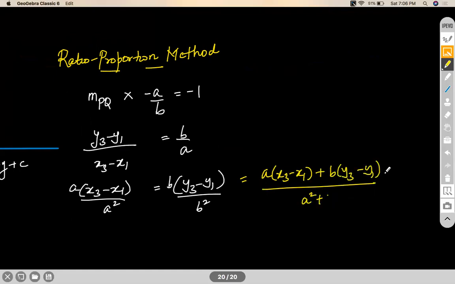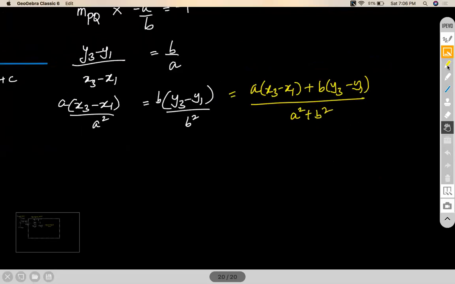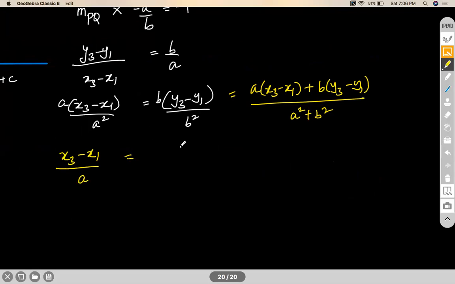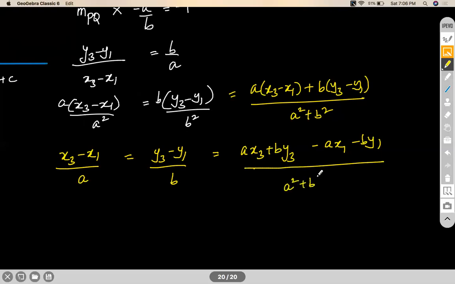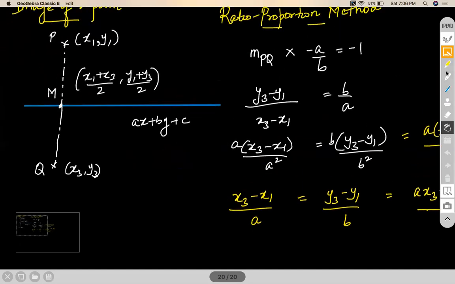Now all of you please pay attention at this step. This is an important step for us. I'll again cancel off the extra a's that I have. Now here I'll write ax3 plus by3 minus ax1 minus by1 by a square plus b square. Now let us go back to the figure again. We can see that M satisfies this line, correct?